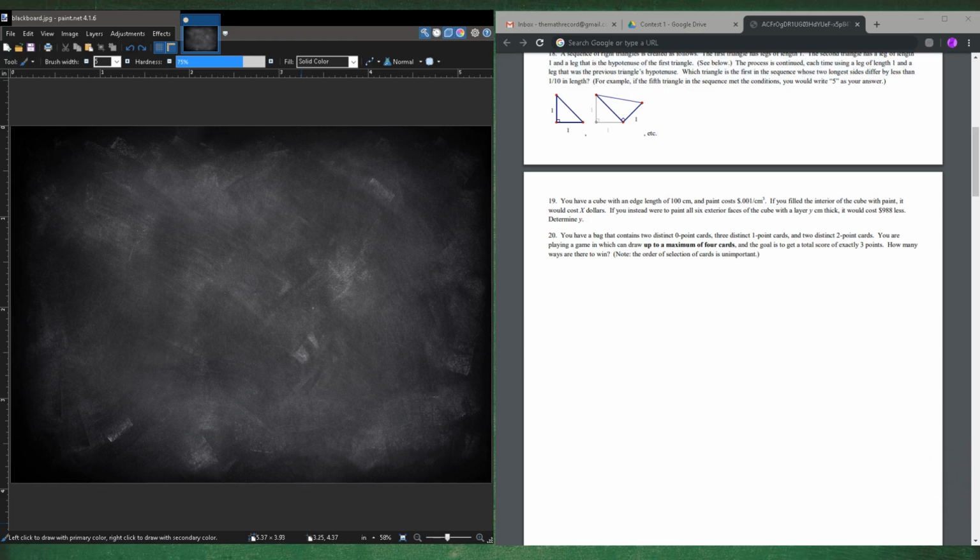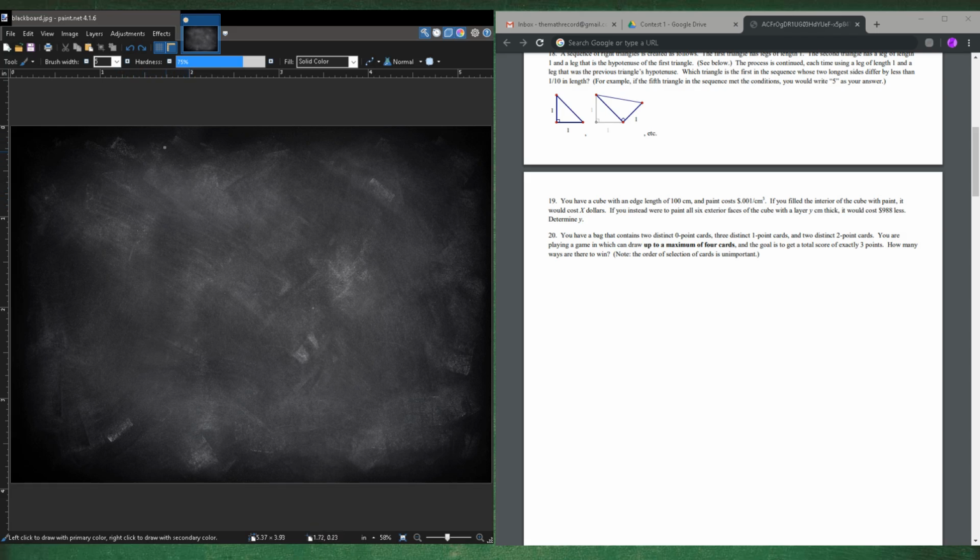Question 20. You have a bag that contains 2 distinct 0-point cards, 3 distinct 1-point cards, and 2 distinct 2-point cards. You are playing a game in which you could draw up to a maximum of 4 cards, and the goal is to get a total score of exactly 3 points. How many ways are there to win? Note the order of selection of cards is unimportant.